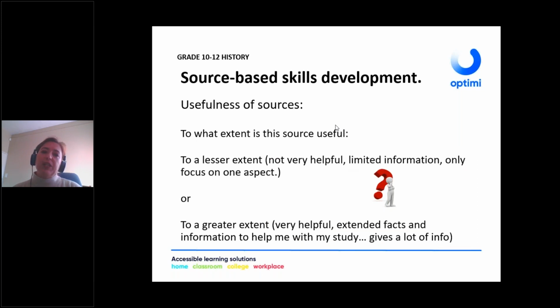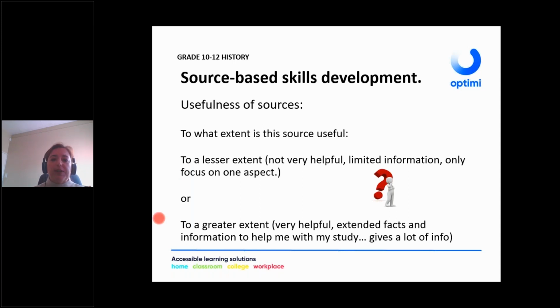Okay, so usefulness of sources continue. To what extent is the source useful? So when you read the information in the source and it's not giving you a lot of information to answer your question, it's very limited or it only focuses on one aspect and you are interested in more information, you can answer to a lesser extent. And then you need to give your motivation of why you say it is to a lesser extent. So now you can elaborate and say, but this source only focuses on this part of POW camps. The information is very limited and it focuses only on one aspect. Okay, just make sure that you write enough explanations for the amount of marks.